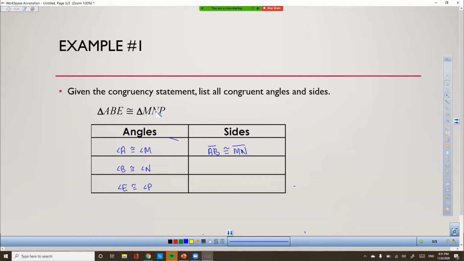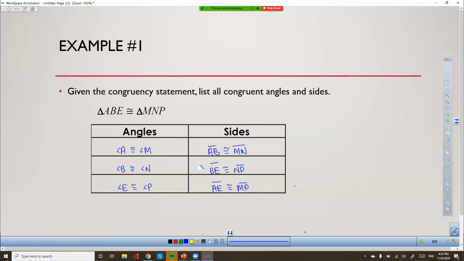The second side is going to be the second letter and the third letter. If we look at the first triangle here, I'm sorry, BE, side BE is going to be congruent to side, now in the second triangle, it's going to be side NP. And there you go. So those 2 sides are equal. And for the last side, we always look at the first letter and the last letter. Side AE is going to be congruent to side MP. And there you go. I listed all my congruent angles and all my congruent sides of the triangle.